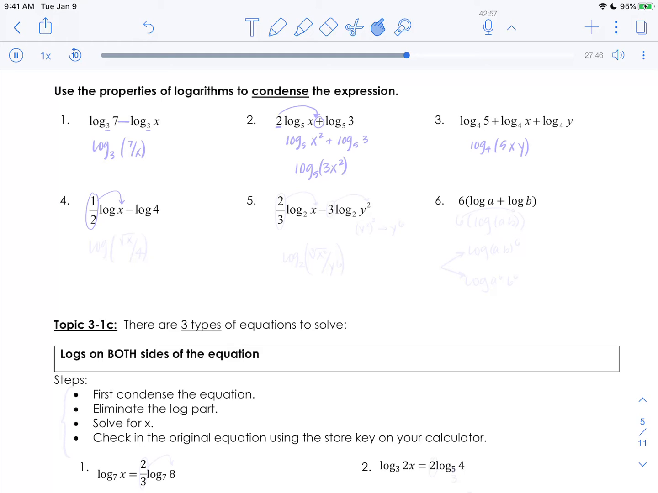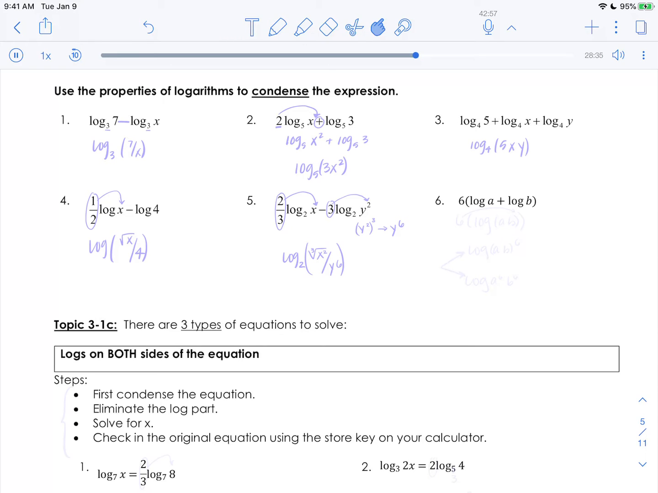Number 4, we have an exponent we need to move. And we're subtracting, so it's going to be division. This will become log of x to the 1/2, which is just the square root of x, divided by 4. Number 5, we have an exponent we need to move. And we have another exponent we need to move. So this will become y squared to the 3rd. You guys remember your exponent rules? You're going to multiply these since you have a power to a power. This becomes y to the 6th. So now we can rewrite this since it's division. We're going to have log base 2 of the cube root of x squared, or you can write that as x to the 2/3, doesn't matter, divided by y to the 6.